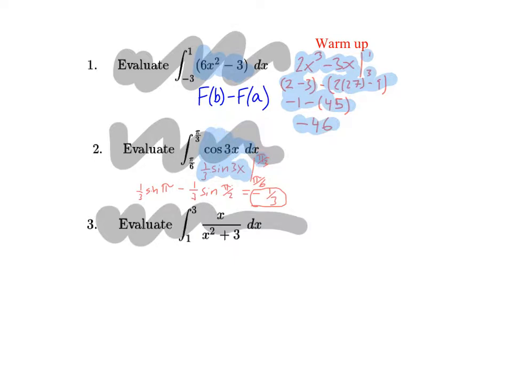Plugged in pi over 3, which is this, plugged in pi over 6, which is this, subtracted the 2. I ended up with negative 1/3. I know that sine of pi is 0, so that would just go away. And then the sine of pi over 2 is 1, so 1/3 times 1 is just 1/3. So, leaving us with this one.